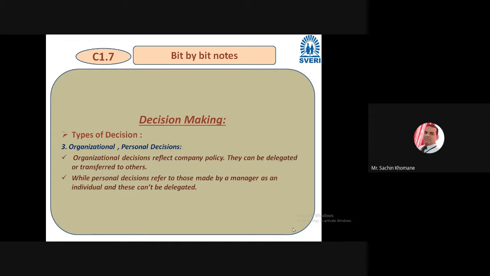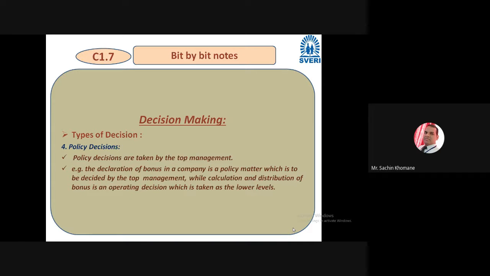Another manager will not take responsibility for it. It's his decision, his personal decision. It cannot be delegated. It cannot be transferred to any other. So such decisions are called personal decisions. Okay. Then the next type of decision is a policy decision.